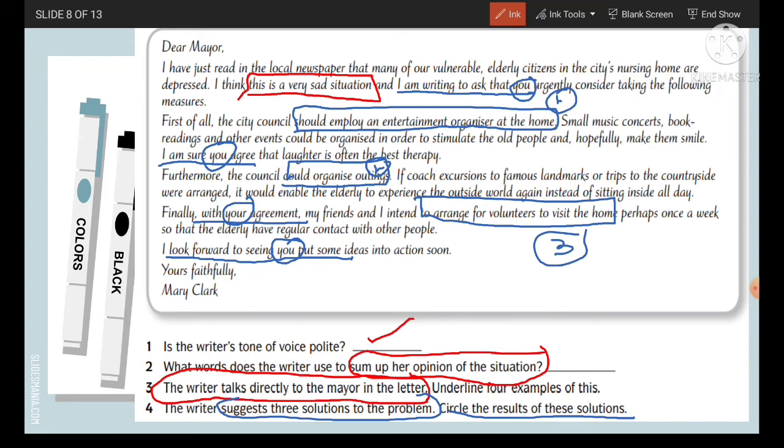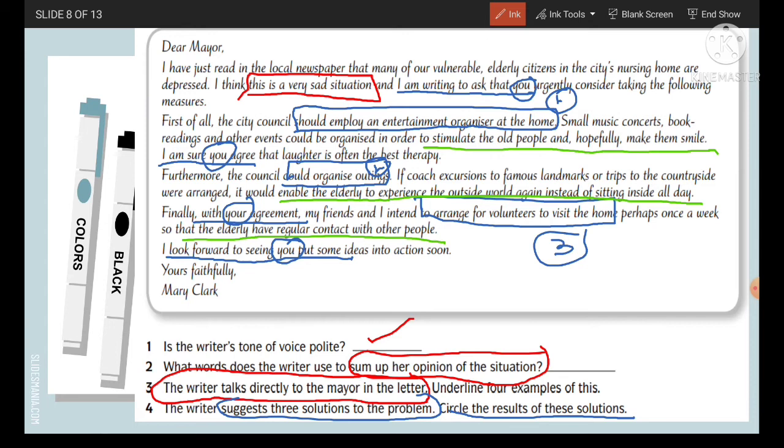So now, what are the results of the solution? Apa kesan sekiranya tindakan tersebut diambil? Okay, alright. The first solution, the result will be to stimulate the old people and hopefully make them smile. Number 2, enable the elderly to experience the outside world again instead of sitting inside all day. And number 3, so that the elderly have regular contact with other people. Okay, that is what we meant by the result.